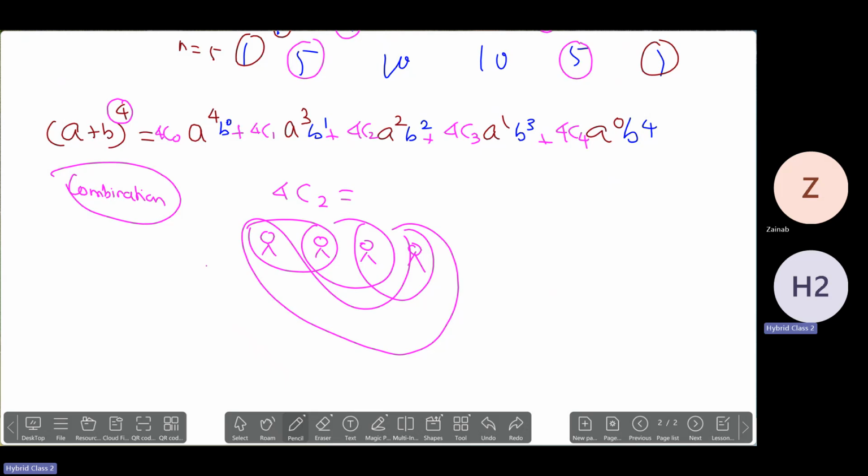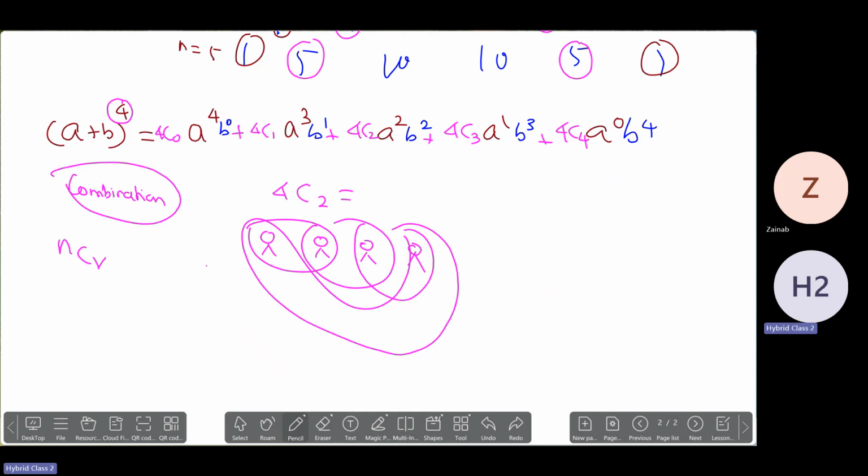If you try 4C2 on your calculator, there is a key called NCR. So you get the answer 6. What does that mean? There are 6 options available, out of which I can choose 2 from 4.